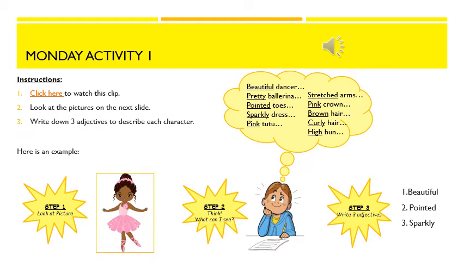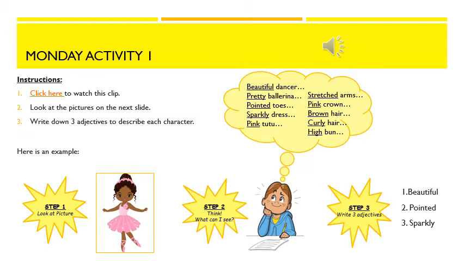For our first activity today, you will need to watch the video on adjectives. You can find the link to the video on our Monday writing planner. Once you've watched the video, you will need to look at the pictures on the next slide. You are going to write down 3 adjectives to describe each of the characters. Here is an example.